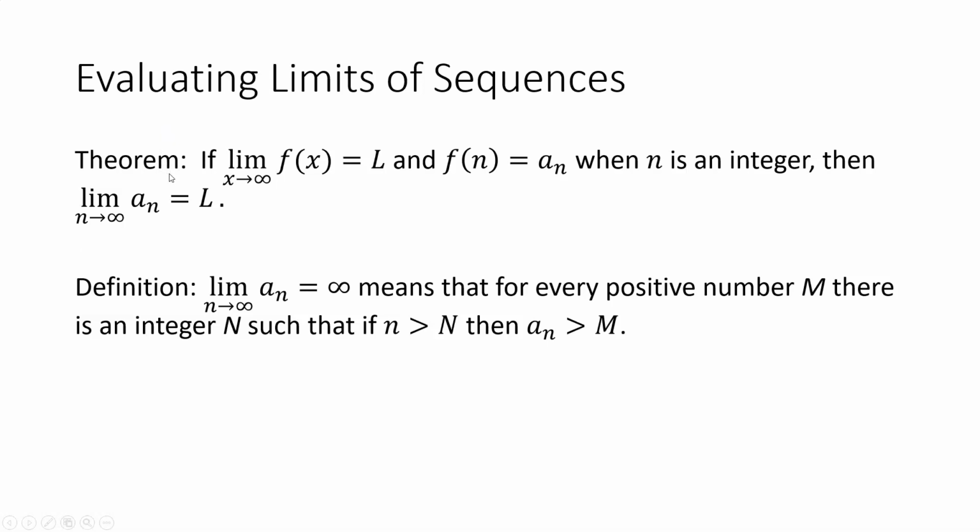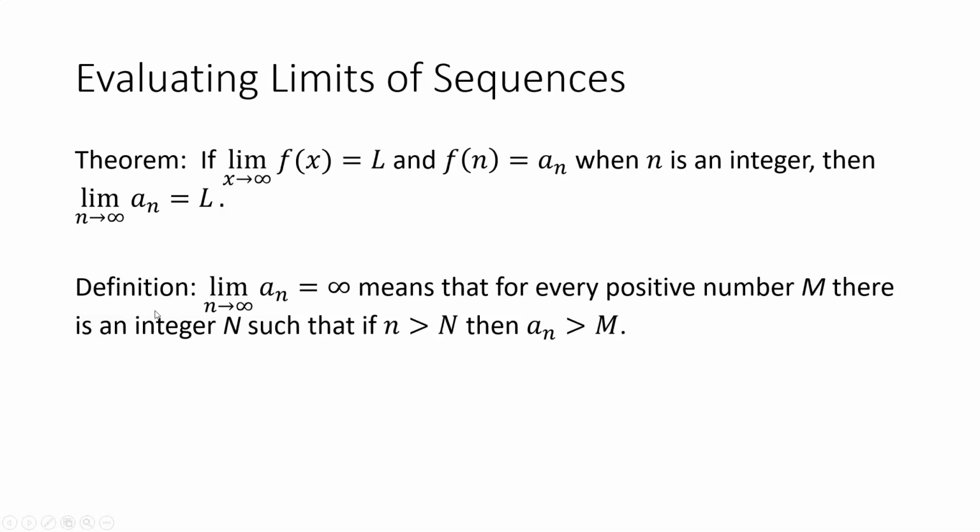Here's a theorem that says that if the limit as x goes to infinity of the function f of x is equal to L, and that function defines our sequence an, the nth term formula of our sequence an, when n is an integer, then the limit as n goes to infinity of an is also equal to L. So basically what this theorem says is we can essentially adapt all the rules that we have for dealing with limits of functions into allowing us to deal with limits of sequences.